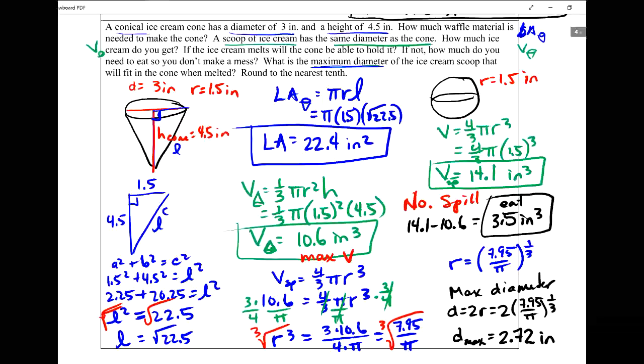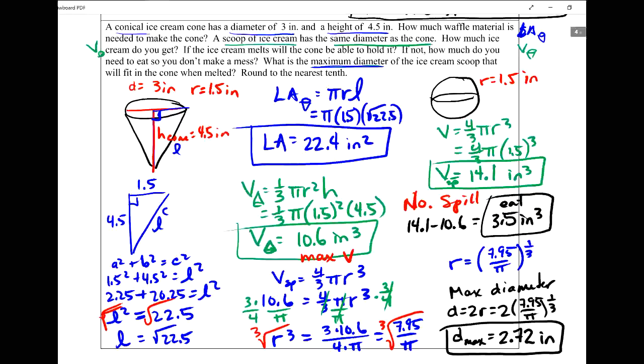So we need a little bit smaller ice cream scoop. We had a 3-inch ice cream scoop that didn't fit in our cone, or we need a taller cone. Either way. All right, those problems were a little bit challenging.